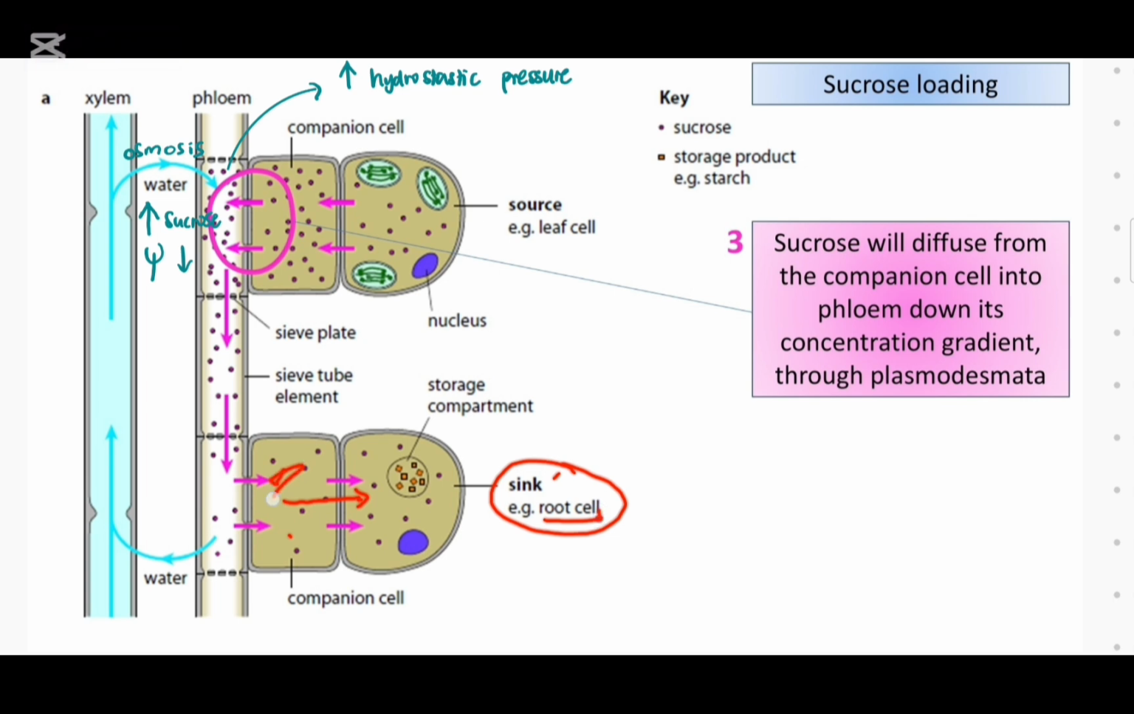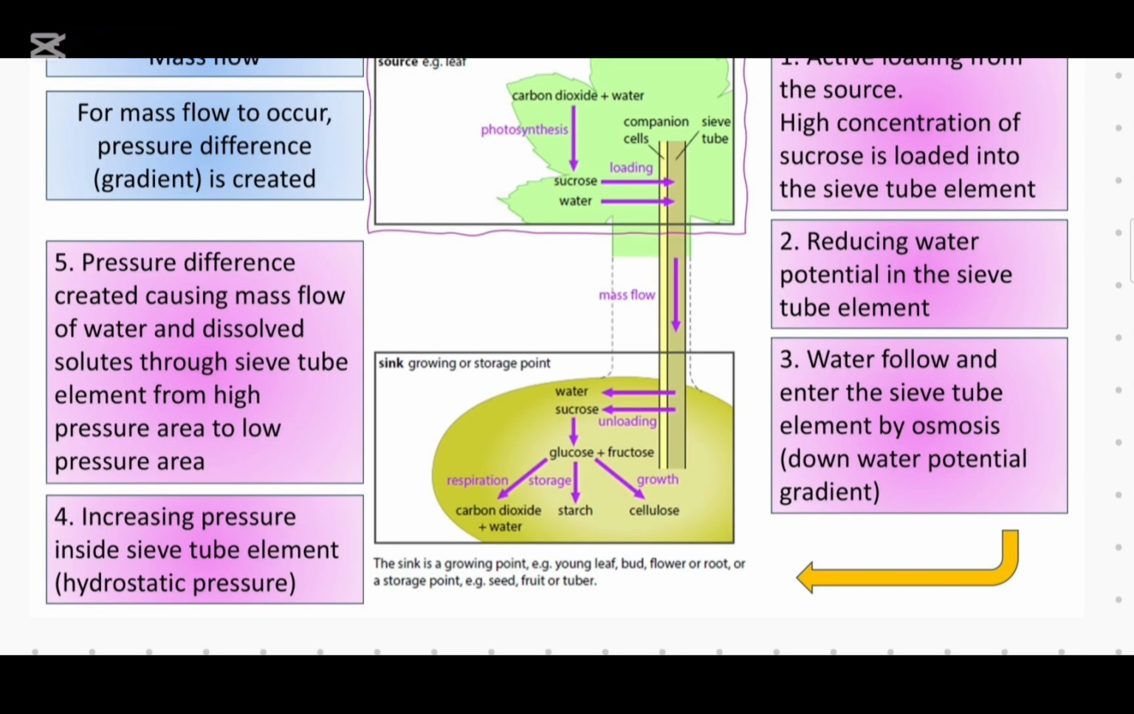So the water potential of the sieve tube element here is higher. Why? Because there's less and less sucrose. So there's a water potential gradient, and water will flow out following that gradient. So there's a hydrostatic pressure gradient, right? That would result in the mass flow. That's basically what I have used to describe what's happening here.